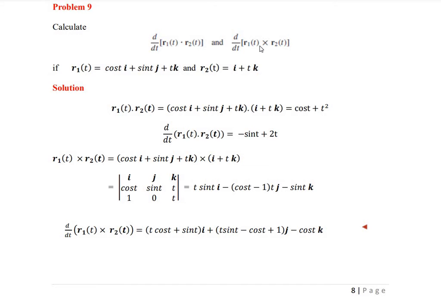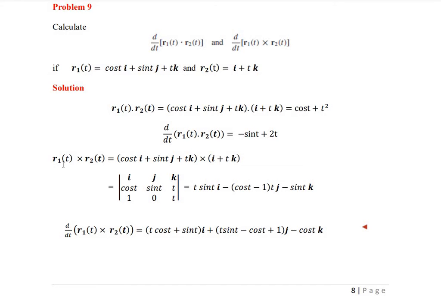Next one, calculate the derivative of the dot product of two vector variable functions and the derivative of the cross product of two vector variable functions. So vector r1 of t is equal to cos t into i cap plus sin t into j cap plus t into k cap, and vector r2 of t is equal to i cap plus t into k cap. Then you first find the dot product. So we will get cos t into cos t plus t square, and take the derivative. So you will get minus sin t plus 2t. So that will be the answer.